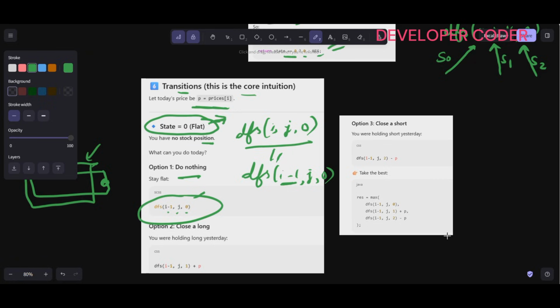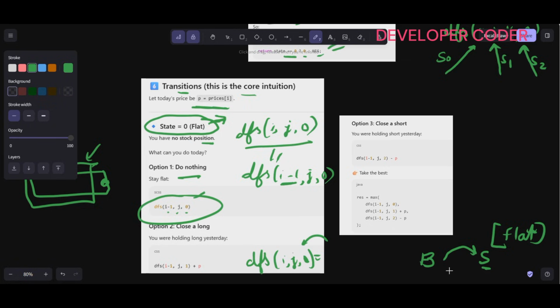Right. Now you need to go to state flat, right? But in the past, you have bought something. So definitely you need to sell it, so that you go to flat again, right? That simply means you don't have any stock, right? Okay. So here, right now, you are here, i, j, and 0, right? So you can reach this position, right?